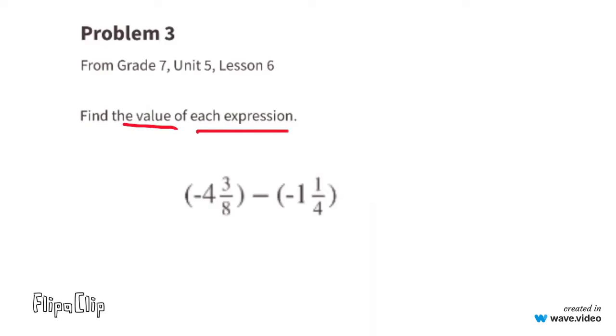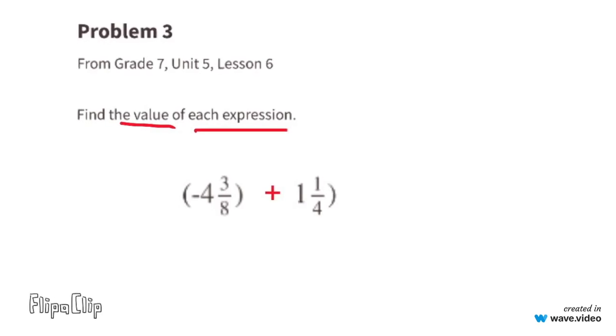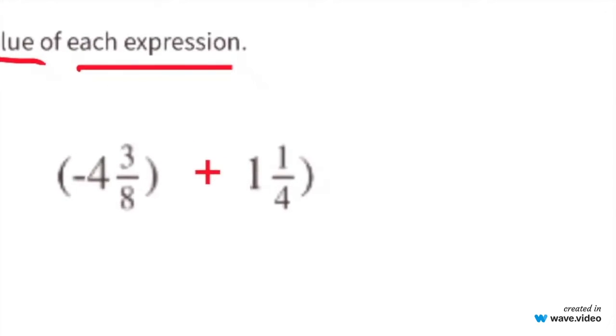Negative 4 3/8 minus a negative 1 1/4. Remember, minus a negative, that's like saying the opposite of a negative. So we can rewrite this as negative 4 3/8 plus 1 1/4. Let's make the common denominator 8. 4 times 2 is 8. Since we multiplied the bottom number by 2, we need to multiply the top number by 2. And 1 times 2 is 2. So now this reads negative 4 3/8 plus 1 2/8.